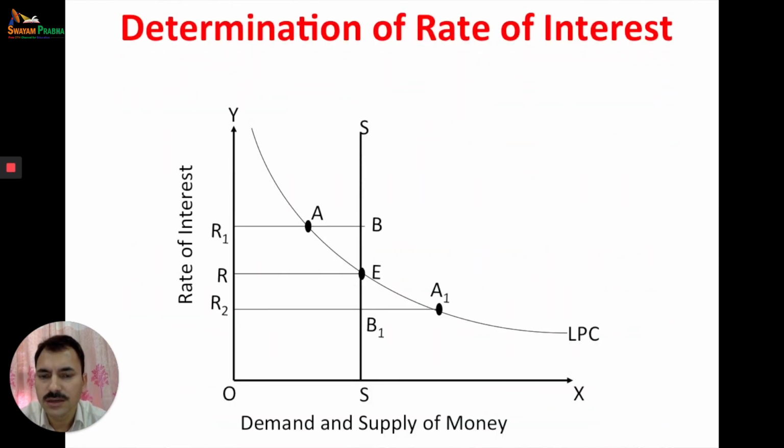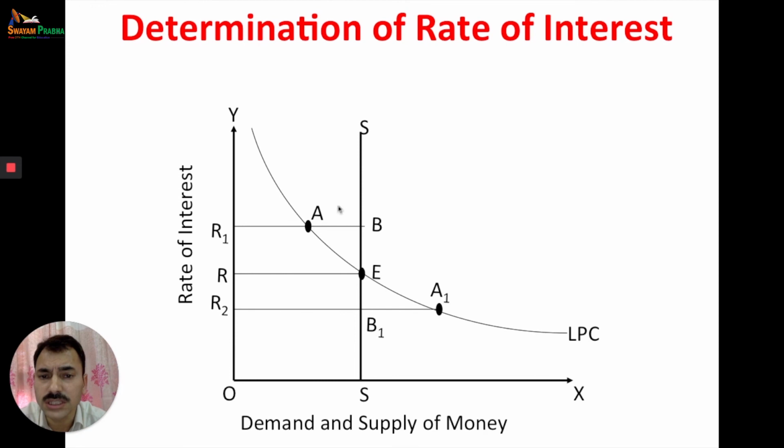See, with the help of this diagram, we can see this. On this side we have the rate of interest, and on the X-axis we have money, the demand for money and supply of money. SS is the supply of money curve, and LPC is the demand for money, and the point where the demand for money intersects the supply is the equilibrium point. OR is the rate of interest.